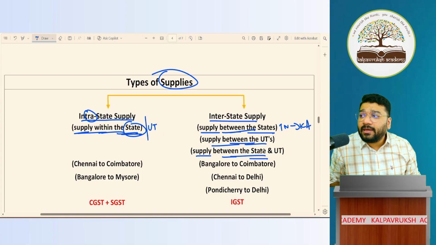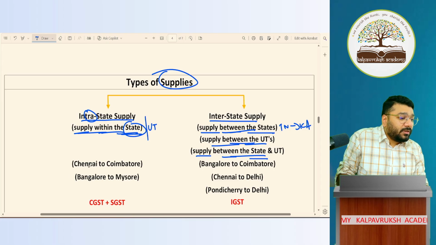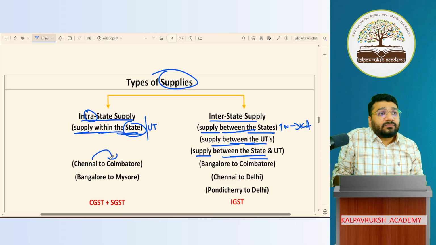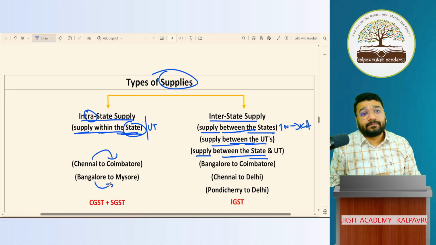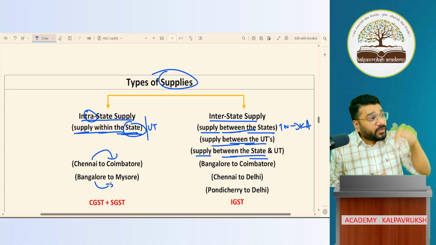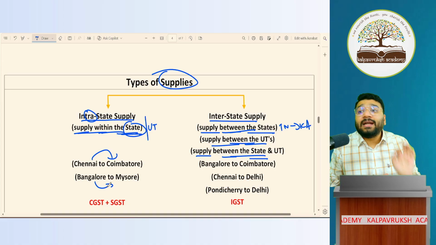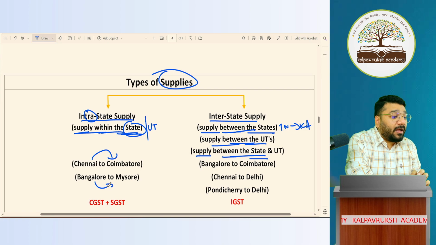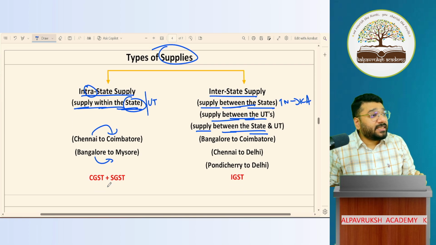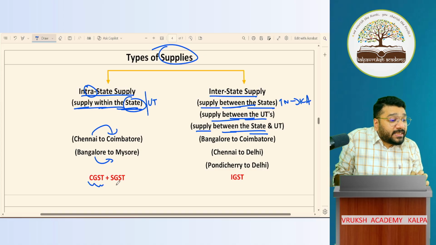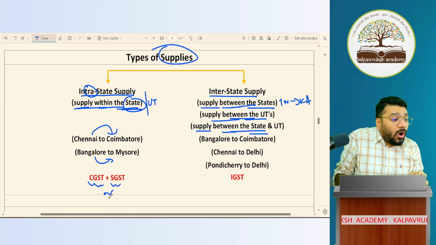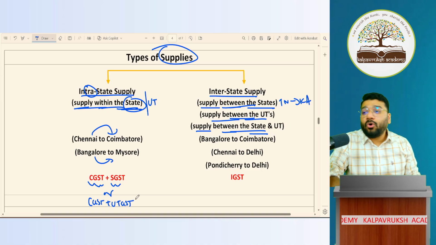Okay, not okay. Chennai to Coimbatore, intra. Bangalore to Mysore, Bangalore is also in Karnataka, Mysore is also in Karnataka. If you are dealing with intrastate supply, then the GST you charge should be CGST plus SGST, or CGST plus UTGST. Okay, not okay.